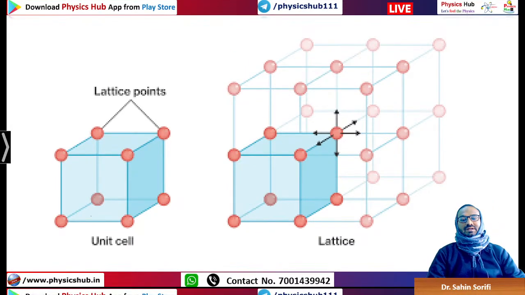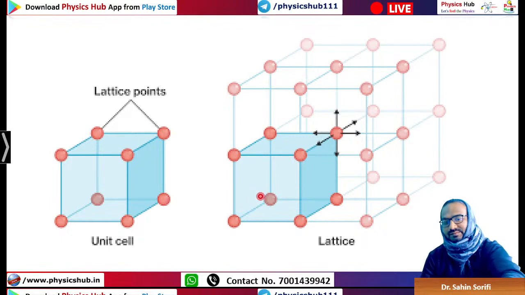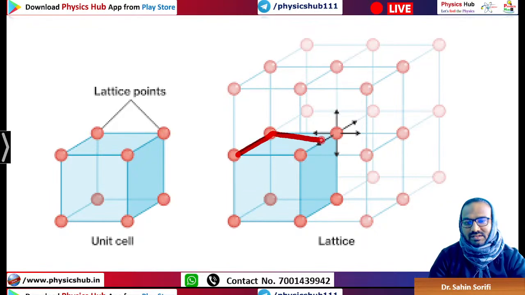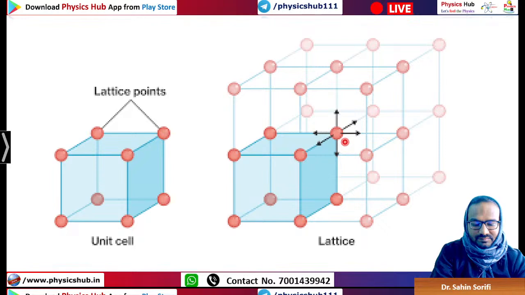So this is the unit cell. You can see 8 corner atoms, and these are the lattice points. And you can imagine the unit cell is the smallest unit. This unit is repeated, you can see here it is repeated, here it is repeated. So one atom is shared by, you can see, these many atoms. Just a moment.